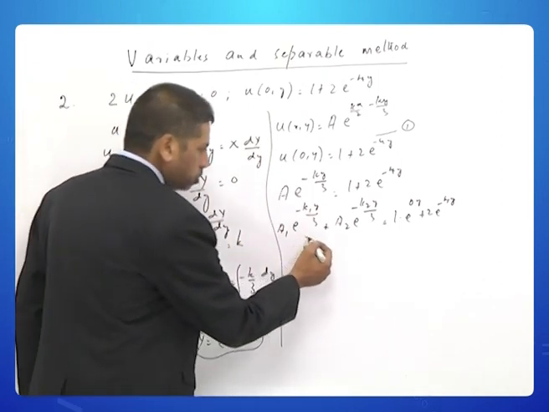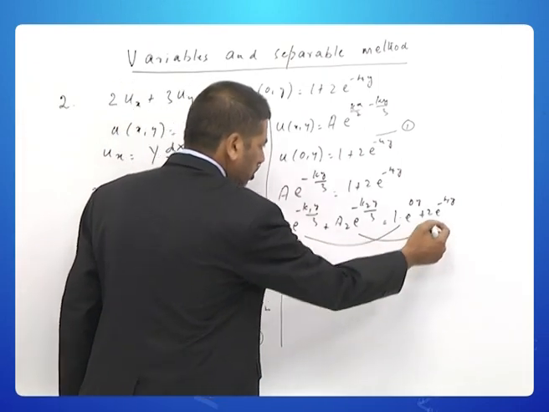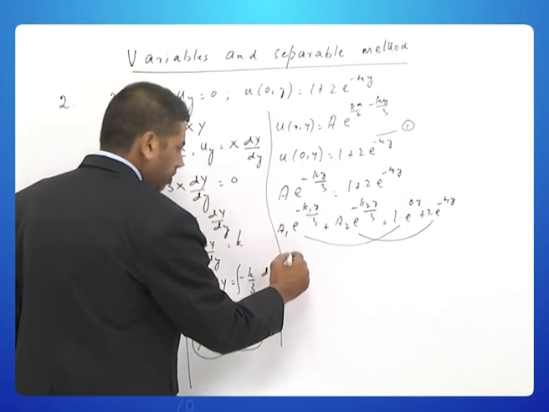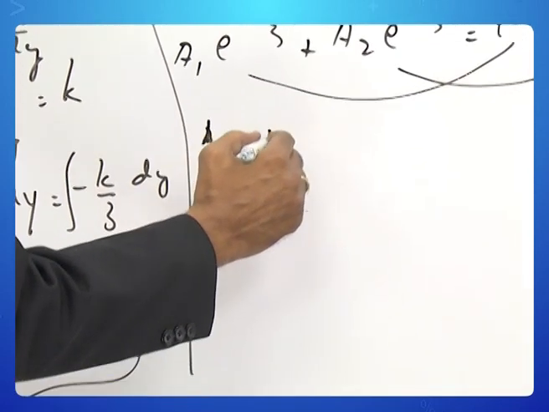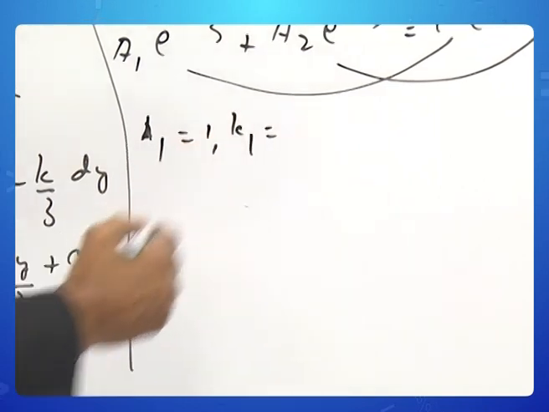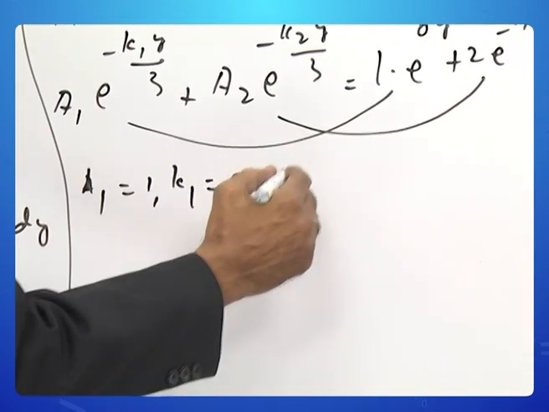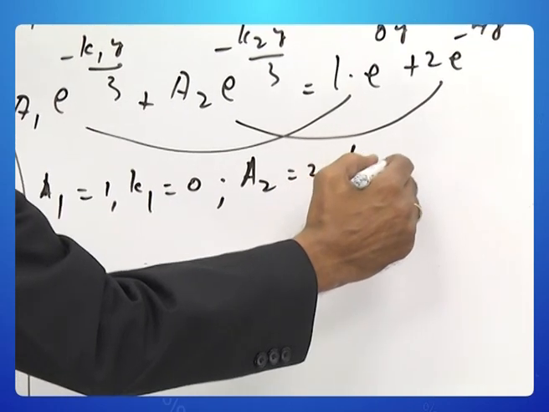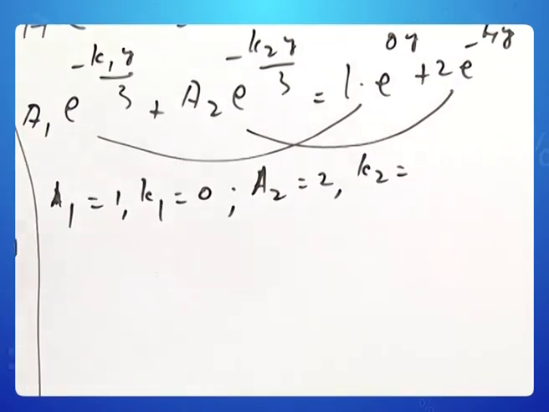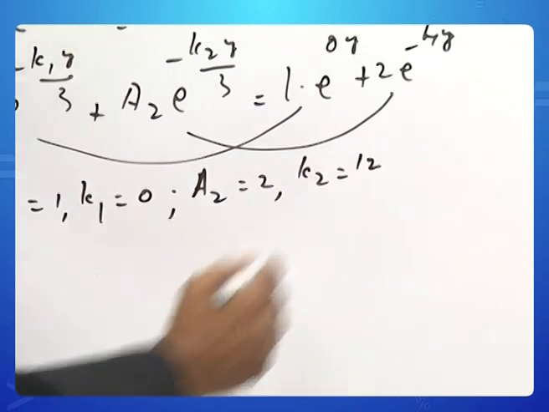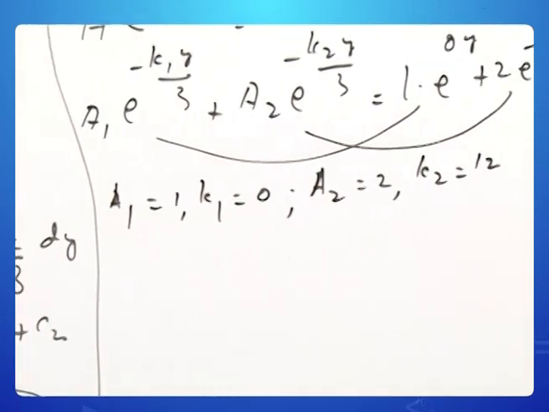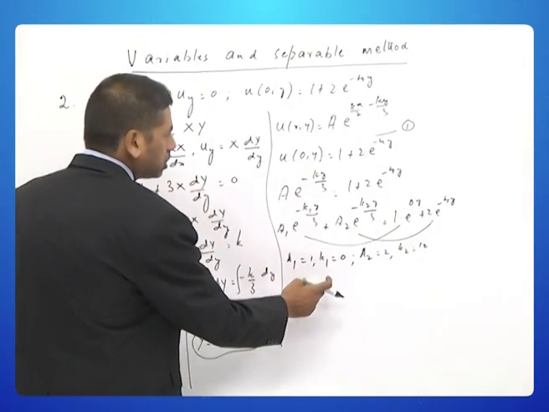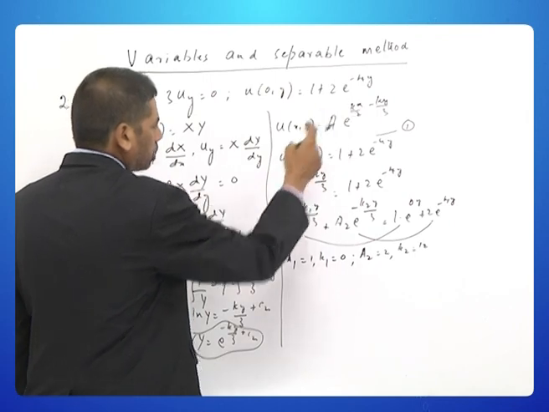So compare these two terms, and you will have a1 is equal to 1, k1 is equal to 0, a2 is equal to 2, k2 is equal to 12. Now take this and go to the general solution.